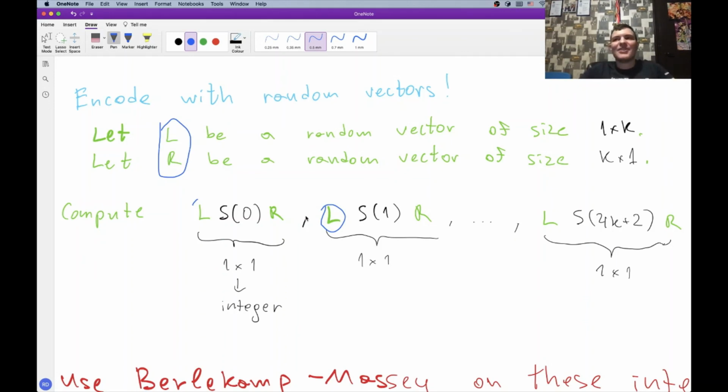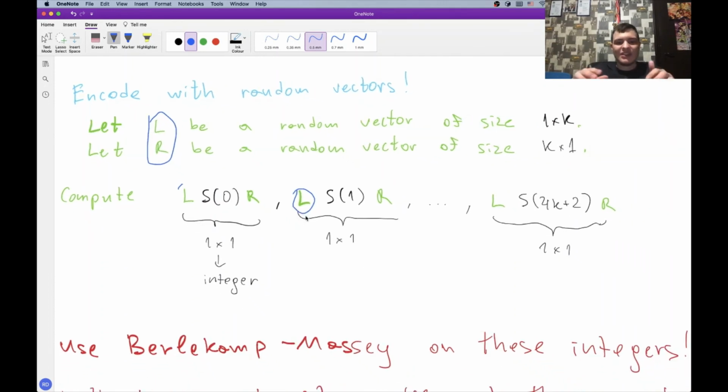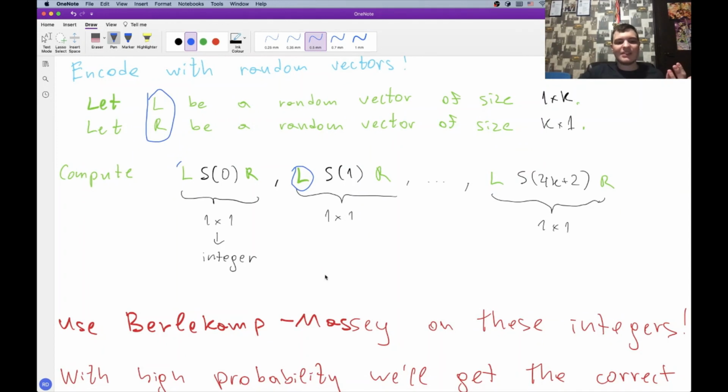I think this is a very cool trick because it shows that we can easily find a recurrence relation even for matrices by just using Berlekamp-Massey. So in a way, you simply find the first couple of terms of our recurrence relations, which was S. Then you create two random vectors, which are L and R. You create these 1 by 1 small matrices, and then you just use Berlekamp-Massey to find the recurrence relation.